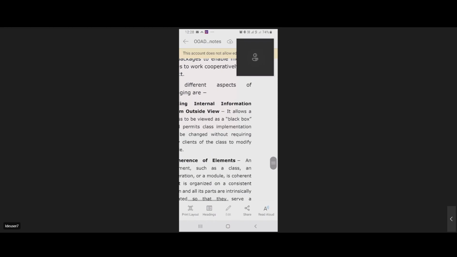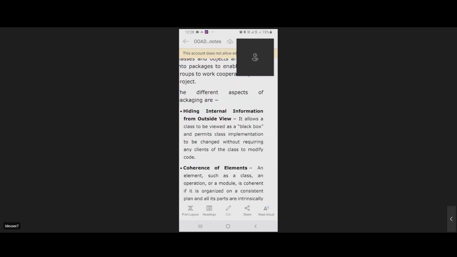So, what is hiding internal information from outside? It is called encapsulation in concept, which allows a class to be viewed as a black box and permits class implementation to change without requiring any client of the class to modify code.